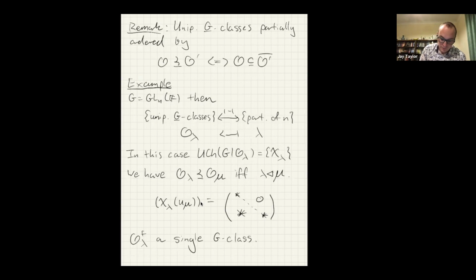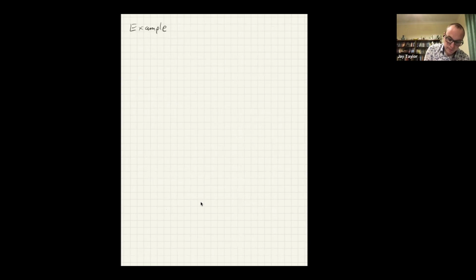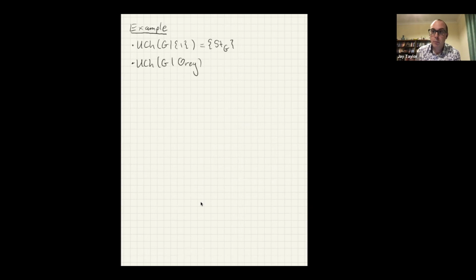Okay, so let's look at a few more examples. What about if we take, say, the trivial class? What should have unipotent support the trivial class? Well, that means that you should be zero at every unipotent element except the identity. And there's one special character with this property, the Steinberg character. And there's another extreme example which you can take, which is the regular class. This is the unique maximal element in the poset of unipotent classes, and there's a unique character with this as its unipotent support, and that's the trivial character. So we always have these two extreme examples.